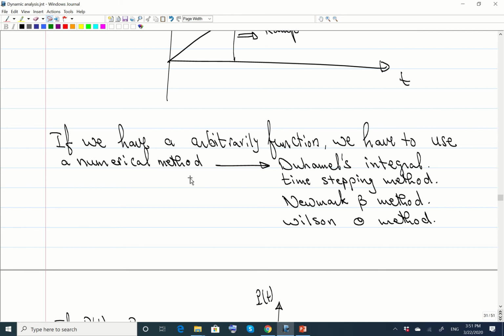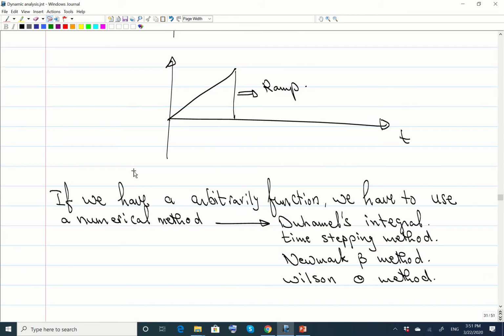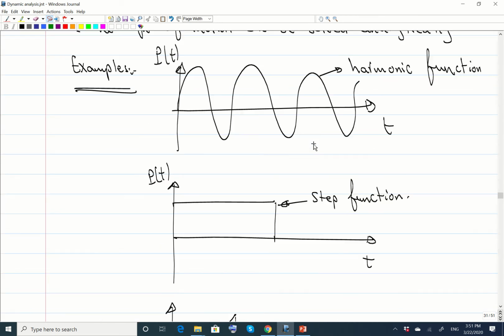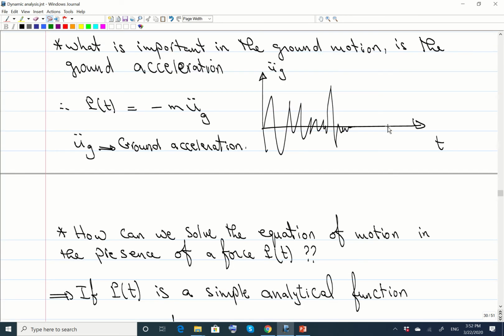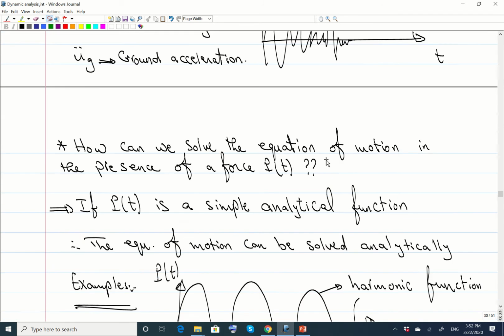Instead of finding an analytical solution, we're going to find a numerical solution. So we need to define a numerical method with which we will be able to find the displacement when you have a force that looks like an earthquake force like this, changing rapidly. It's so hard to give a closed form function for a force applied that has this shape.